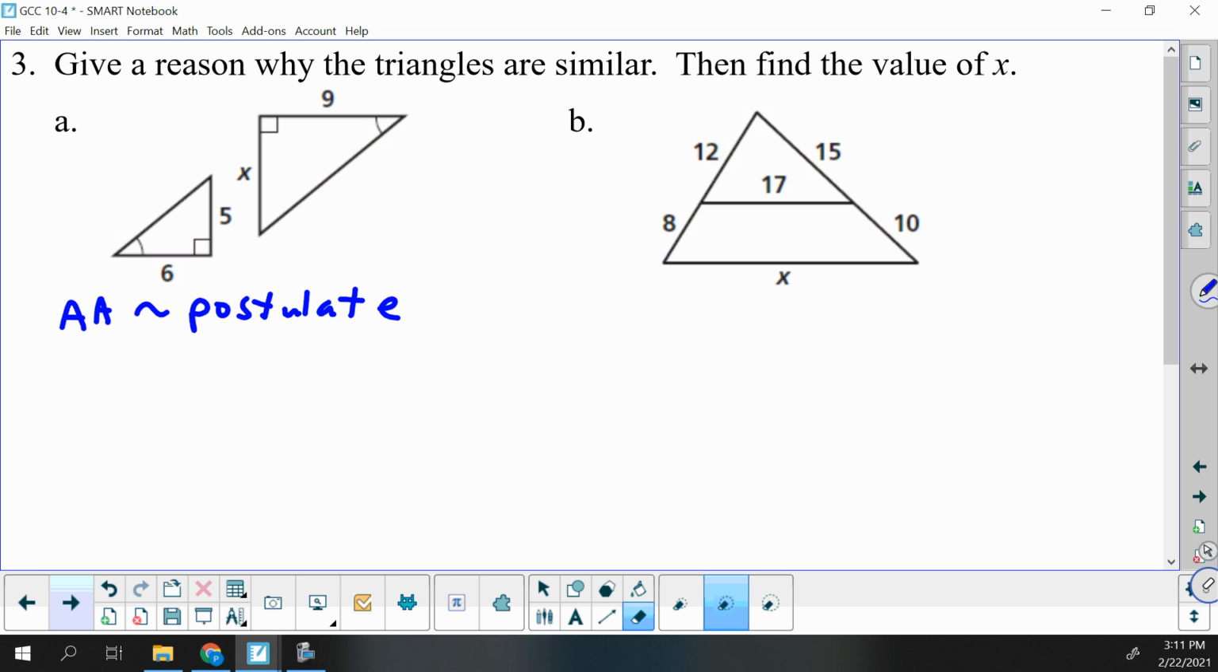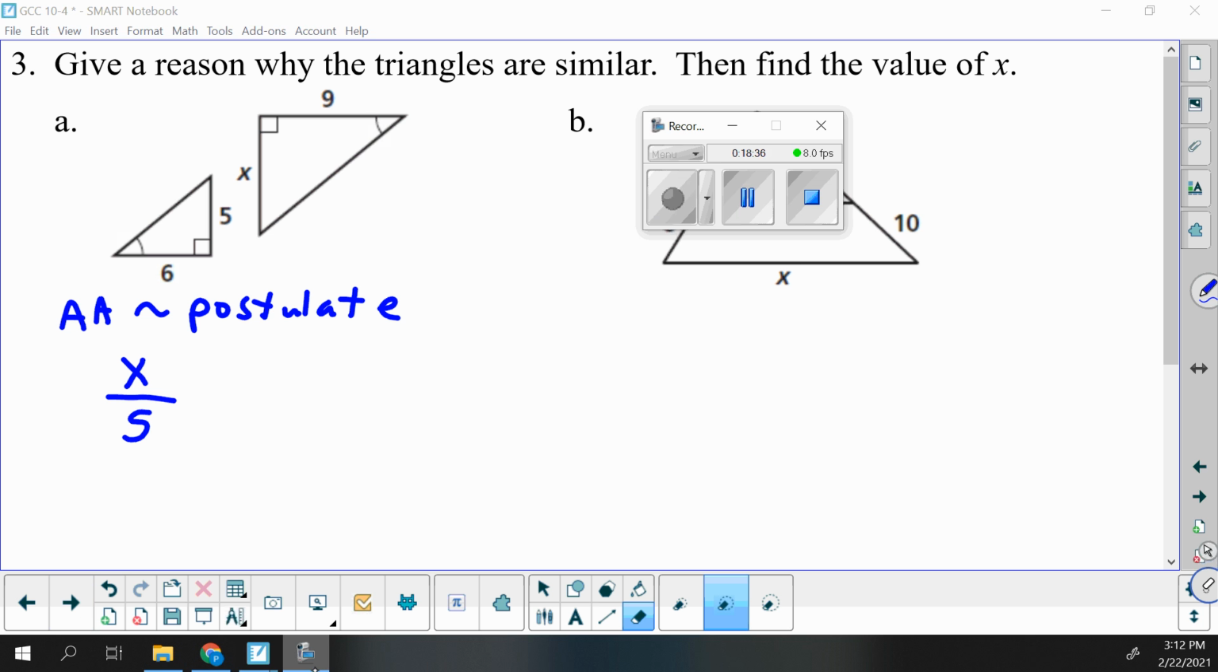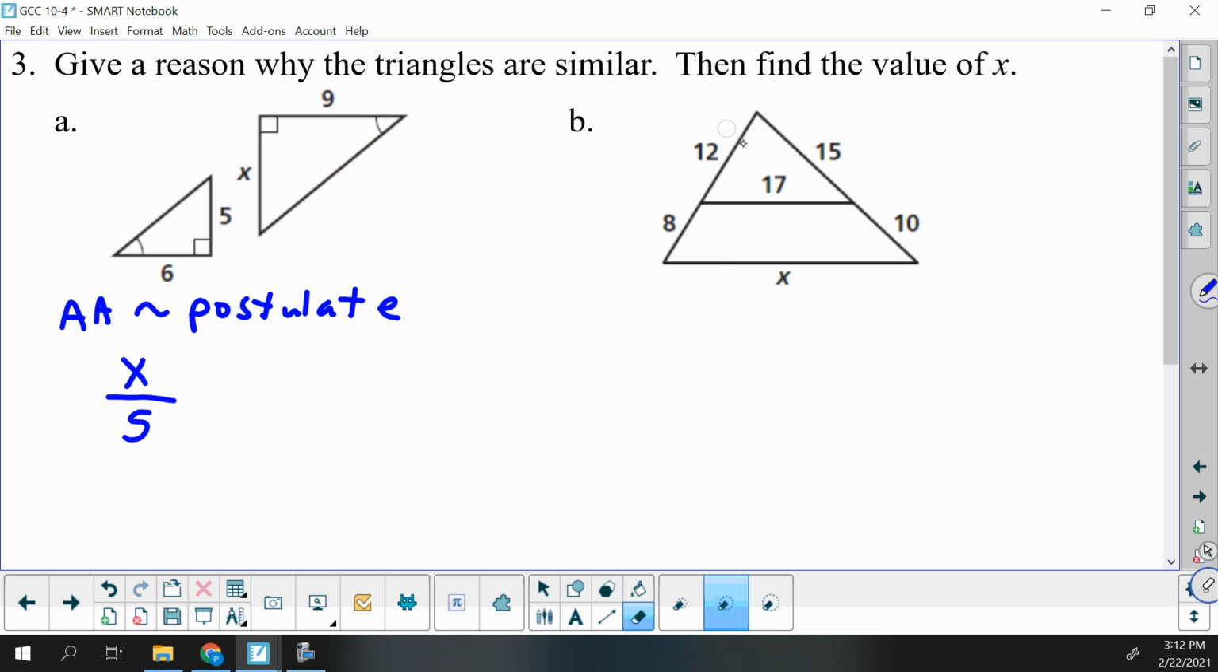Well, let's start with the x. The x is between the right angle and the no mark angle. That needs to be in between the right angle and no mark in the other one, which is 5. So then if we go back to the other triangle, we have 9, which is between the right angle and the single mark. Right angle and single mark is 6 in the other one.